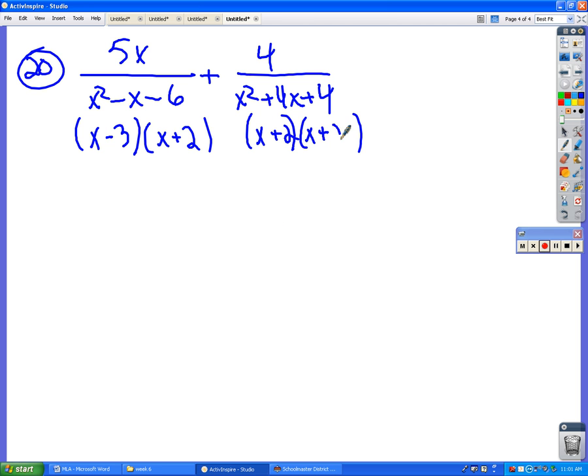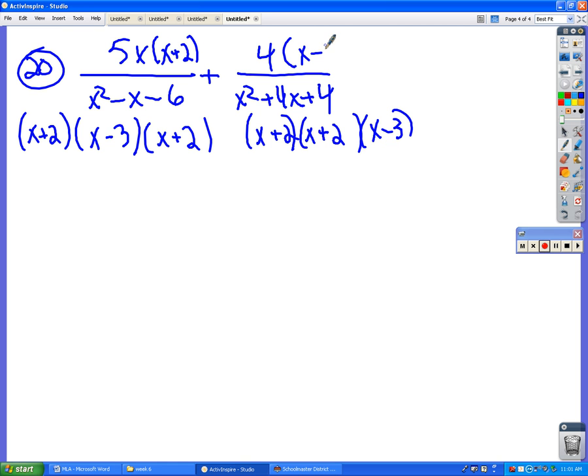2 and 2. And so that's why this isn't too difficult, because they both have x plus 2's in them already. The problem is this denominator has 2 x plus 2's in it, and this one only has 1, so it needs another x plus 2. And the other one needs an x minus 3 for it to match.